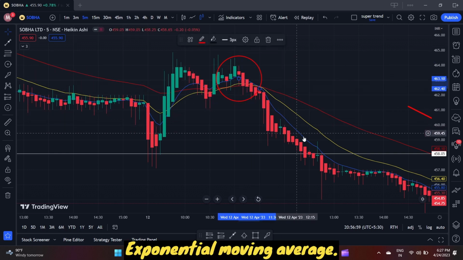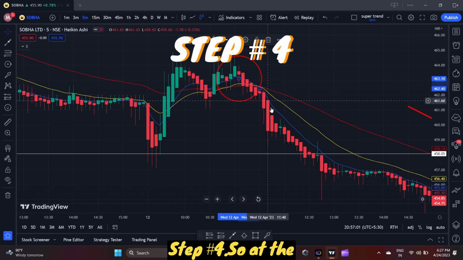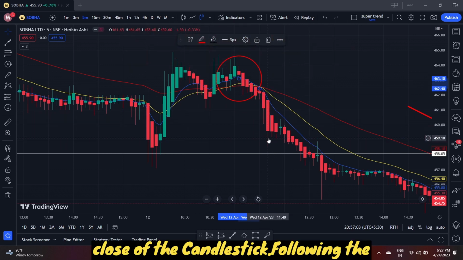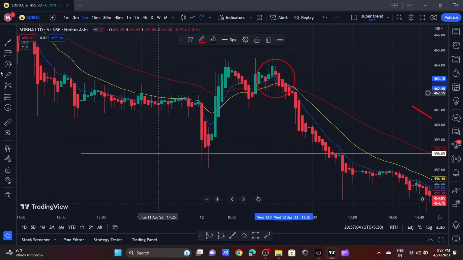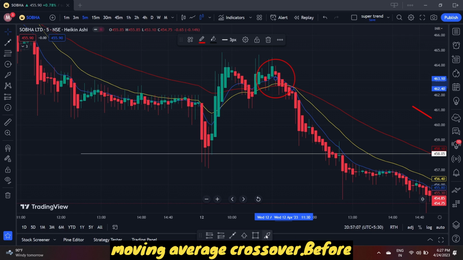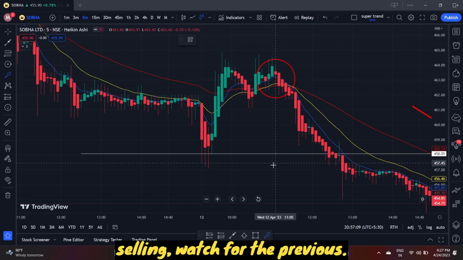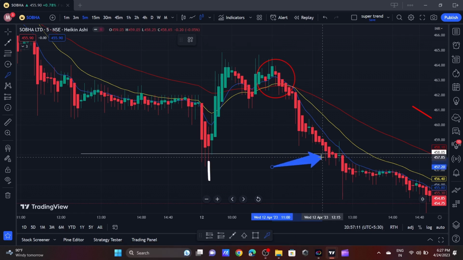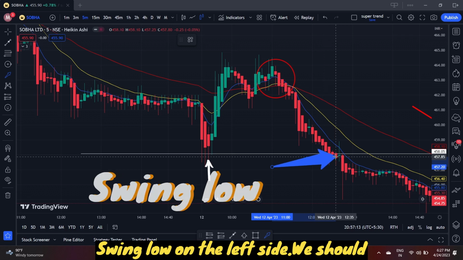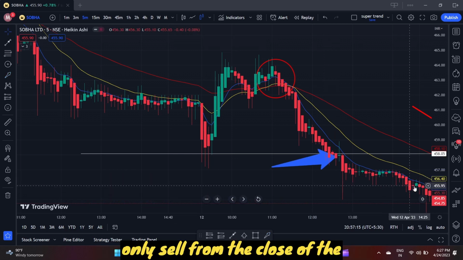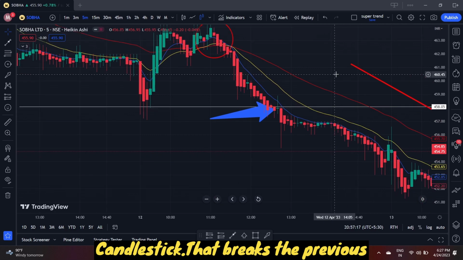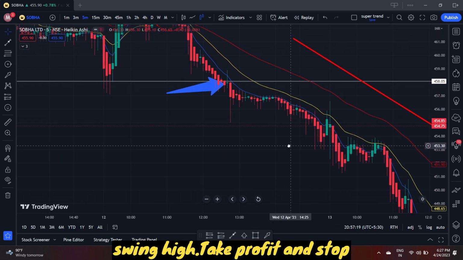exponential moving average. Step number 4. Sell at the close of the candlestick following the moving average crossover. Before selling, watch for the previous swing low on the left side. We should only sell from the close of the candlestick that breaks the previous swing low.